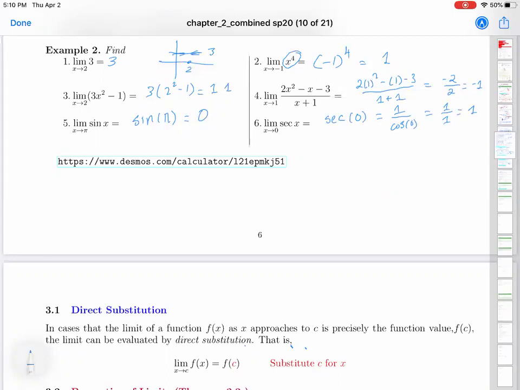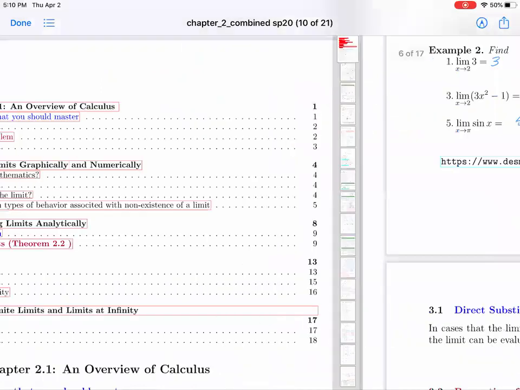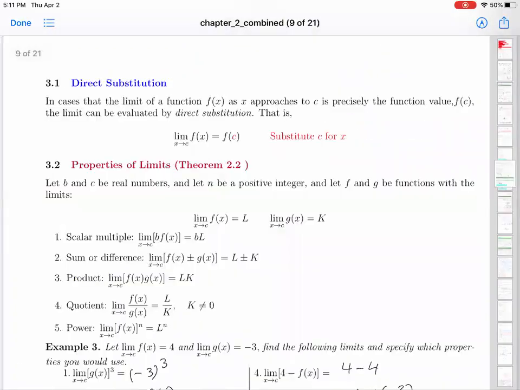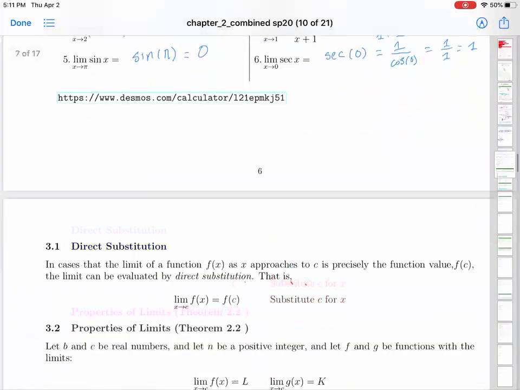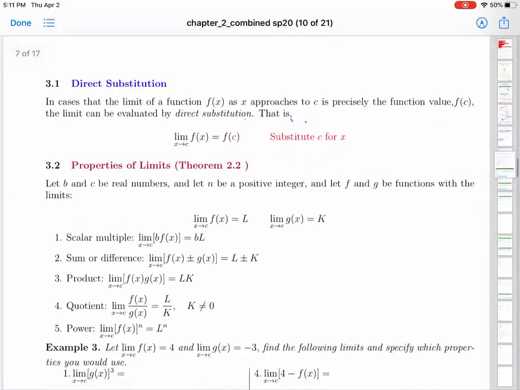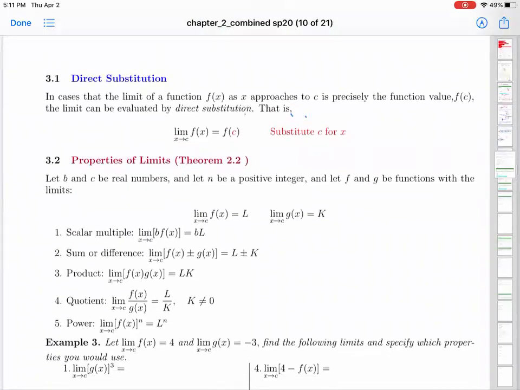All right. So this method of finding limits by plugging in the values of x into the functions is called direct substitution. It's called direct substitution. And when can you use direct substitution?